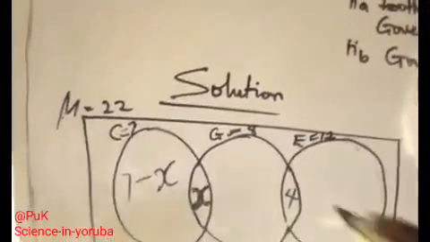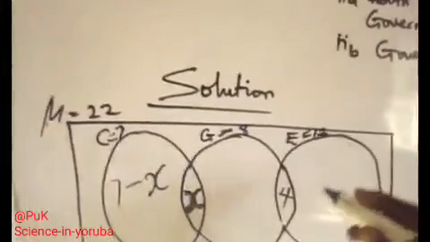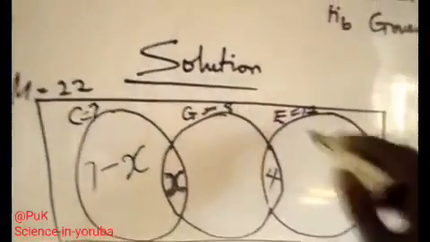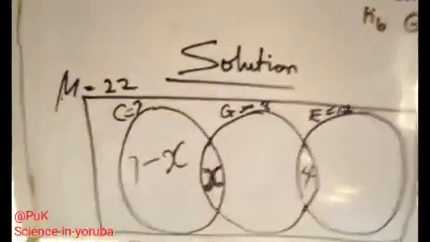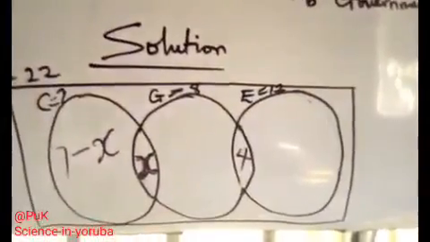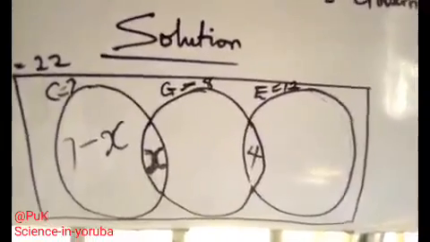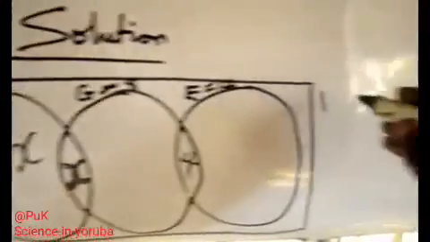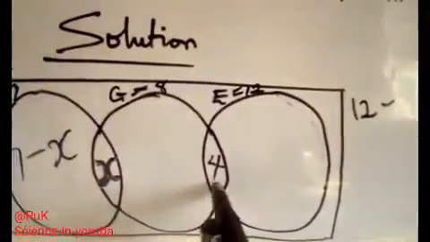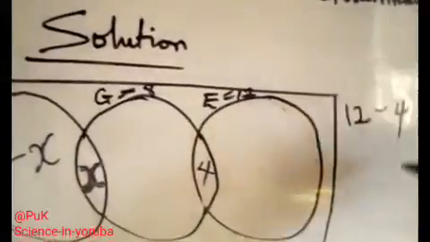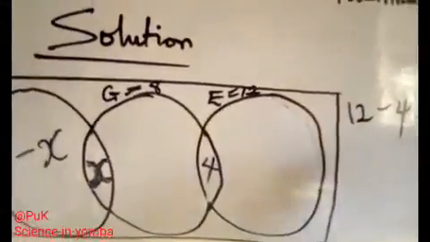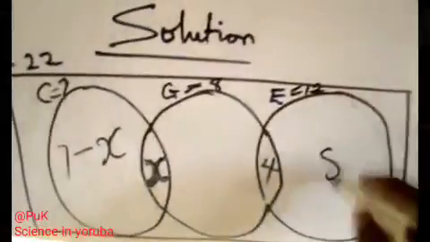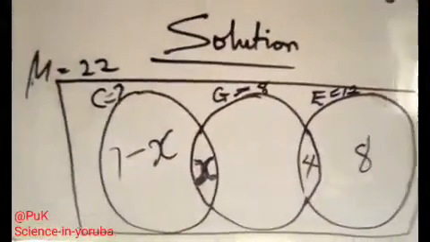Now, how do we know how many students are taking economics only? Since all students taking economics, maybe they are doing economics only, or doing it with another subject, maybe government. They are 12, right? Minus the ones taking it with another subject, 4. So 12 minus 4 will give us 8. So we have 8 here. Do you understand?